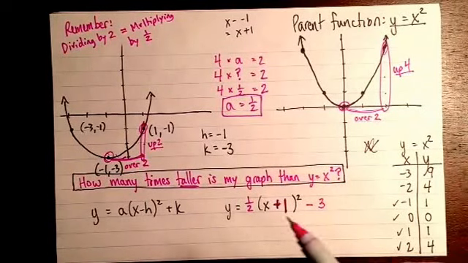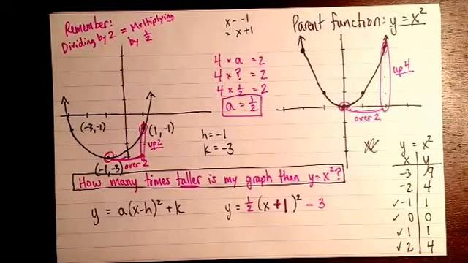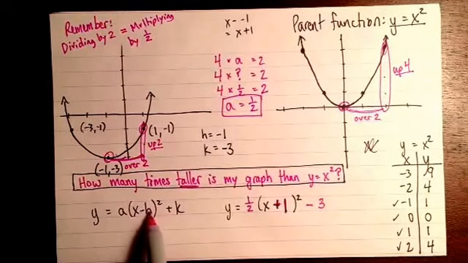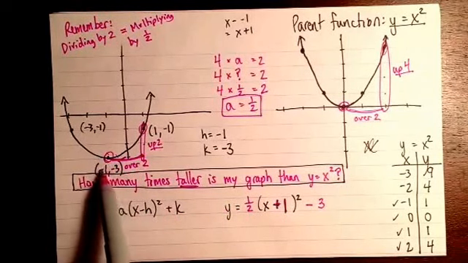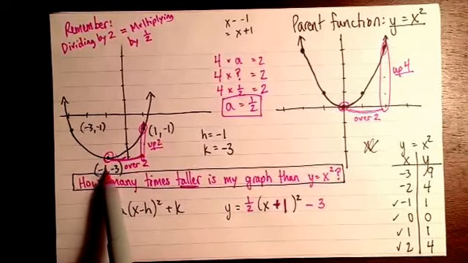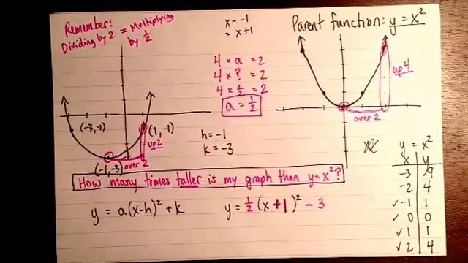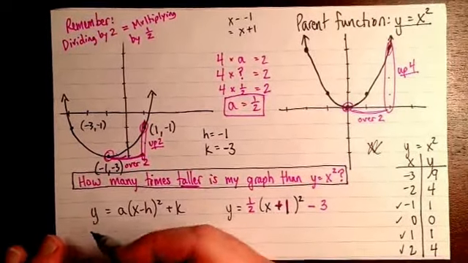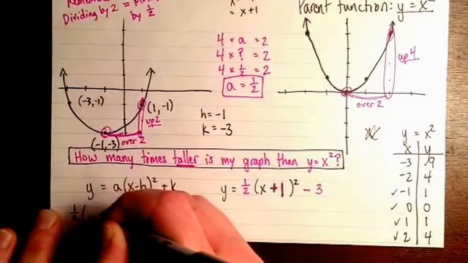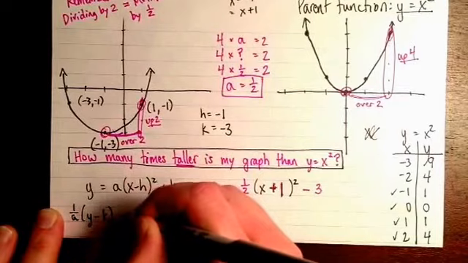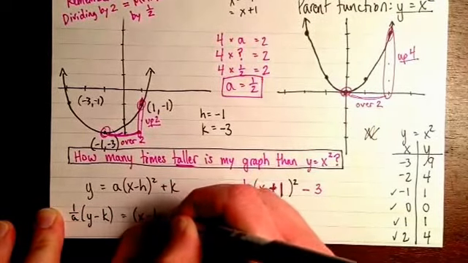Okay, so in standard form, the way to remember things that are in quote backwards is if we're subtracting a number here, it'll have kind of the wrong sign in the equation. So when we look at this, we say, oh, h is -1, so here it'll be +1. Okay. In transformational form, we've got, it's 1 over a times y minus k equals x minus h squared.